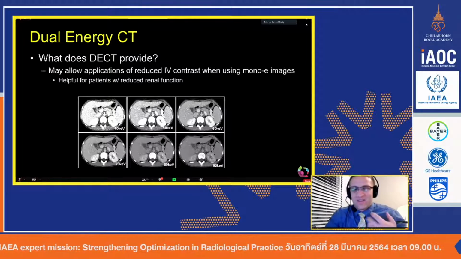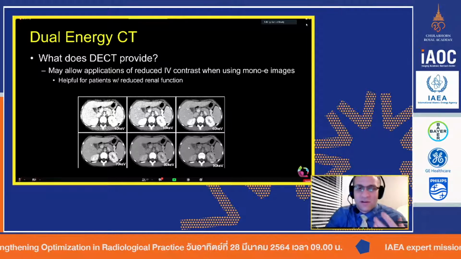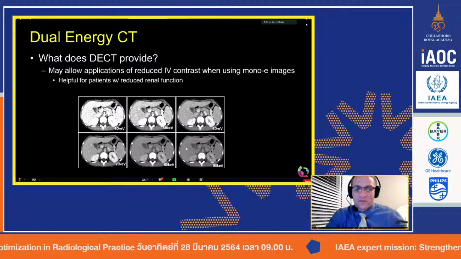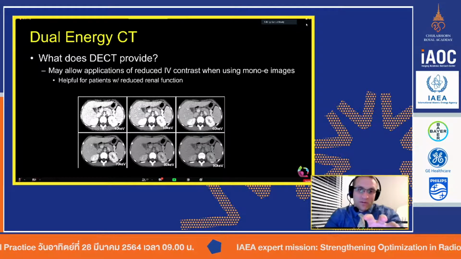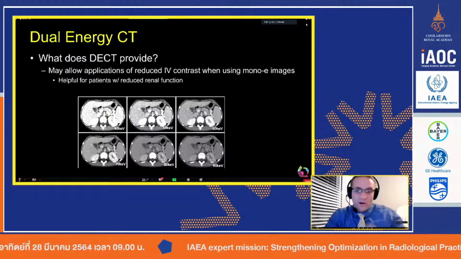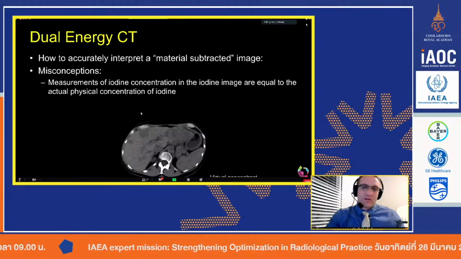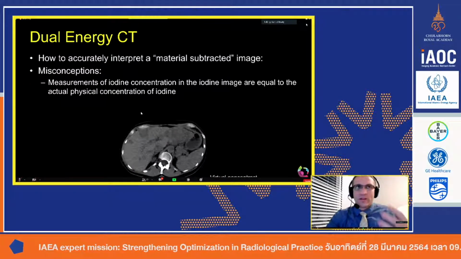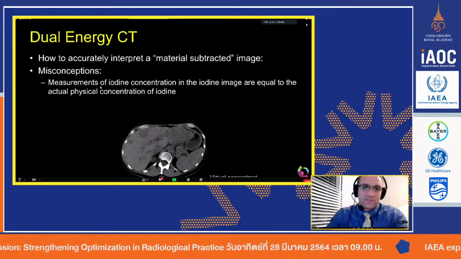And as a radiologist, you can't see the vasculature, and it's a suboptimal image. But if it's dual energy, all you have to do is dial to a lower mono E, and boom, there's your vasculature. So that's one of the benefits, obviously for adults if they have renal impairment, but also for kids too.